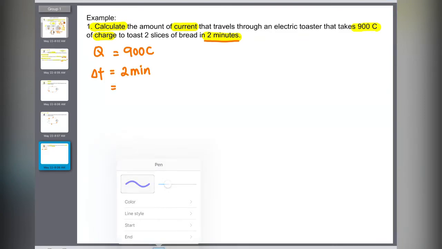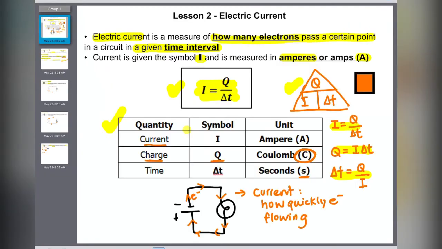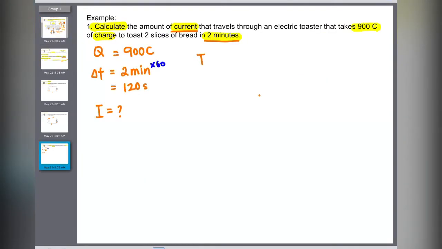So I need to convert my minutes into seconds. If you remember, every minute has 60 seconds, so I have to multiply by 60. So how many seconds are there in total? I have 120 seconds in total. And they would like you to calculate the current. Current is I. If you don't know it, go back to this chart. I'm looking for I. The equation for I is Q divided by T. It matters how you rearrange your equation, depending on what you're looking for. So I equals Q over T.